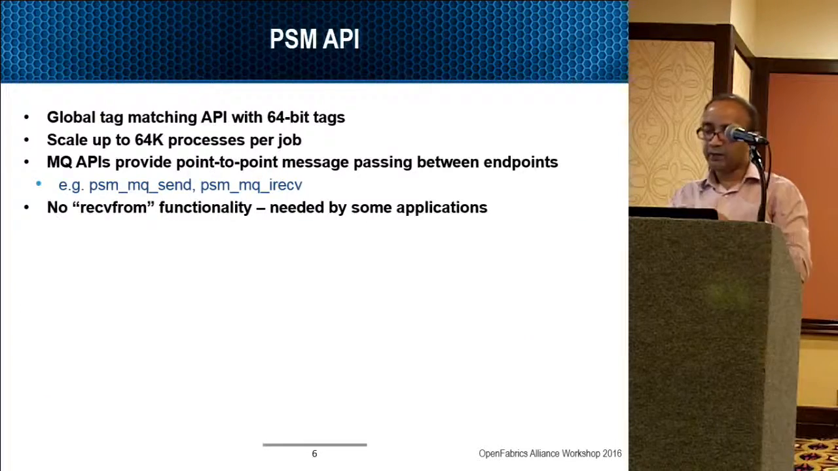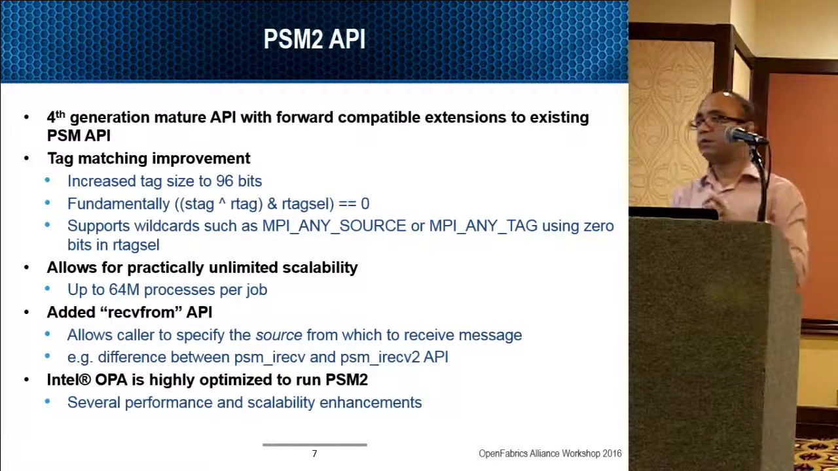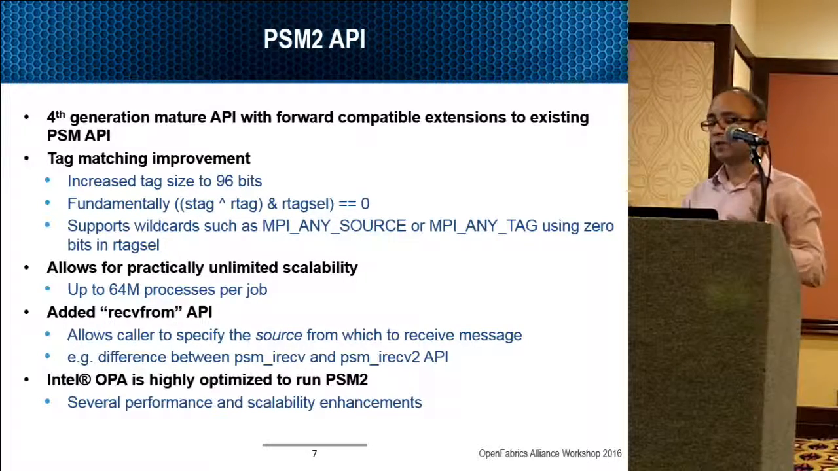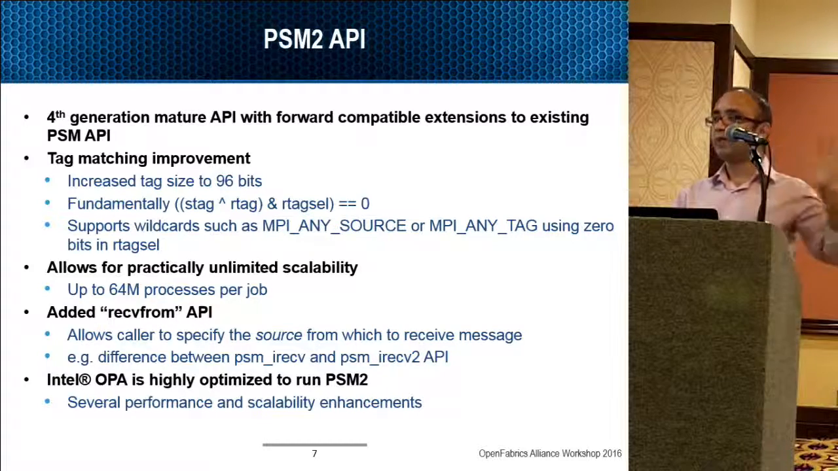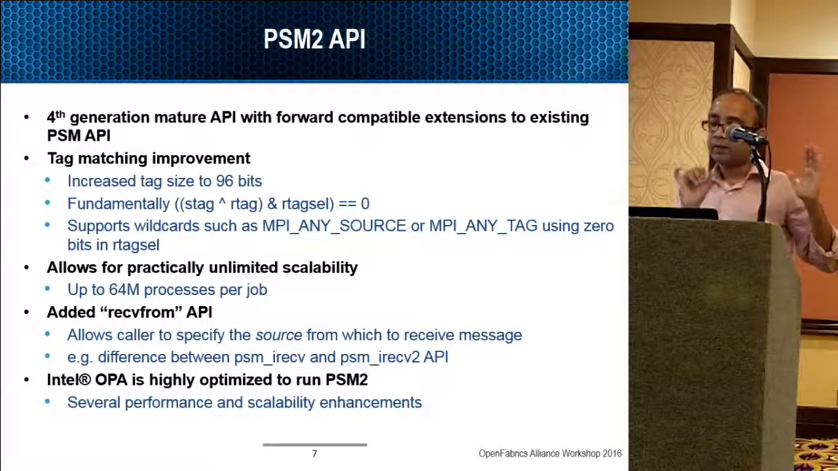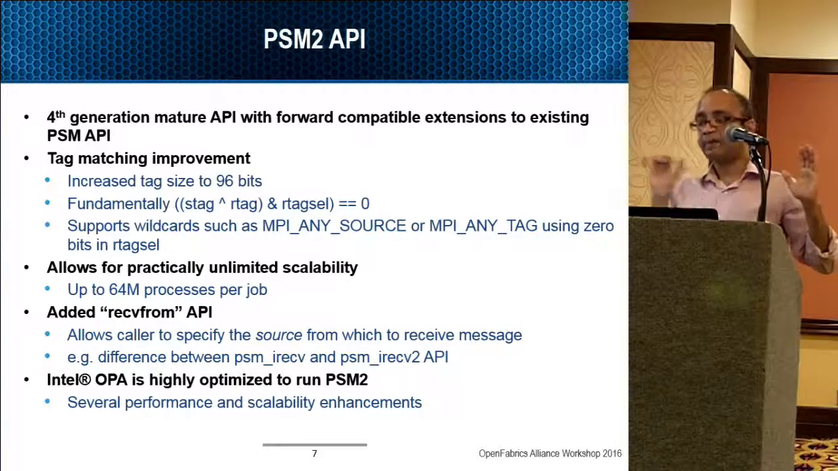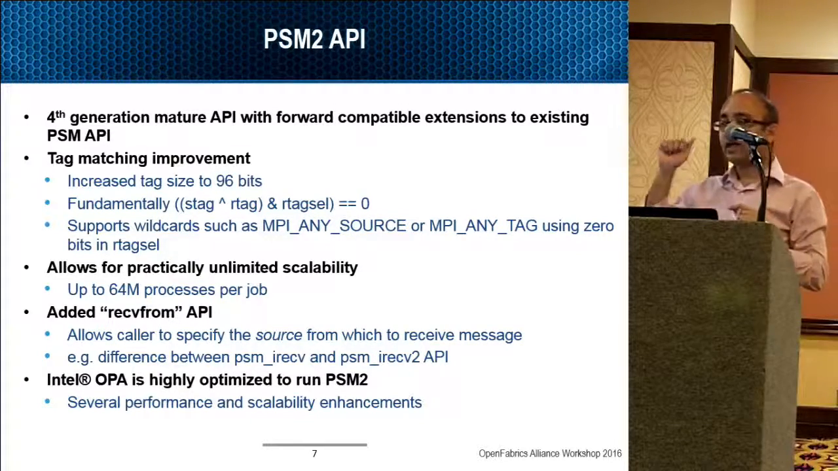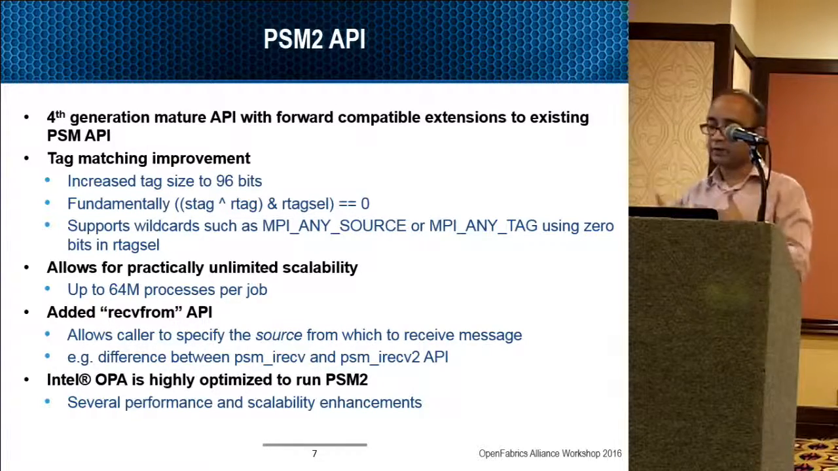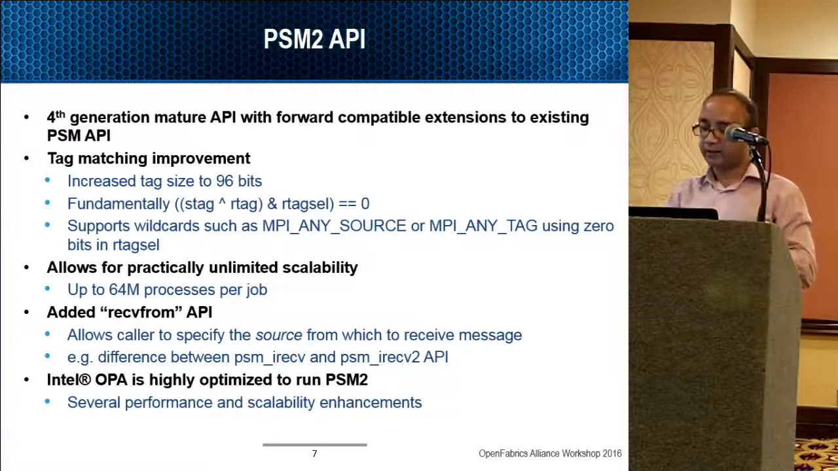So in PSM2, we basically took that, we looked at PSM, we looked at MPI even closer and said, let's improve on this, right? So we increased the tag size from 64 bits to 96 bits. This allows us to define a source rank for up to 32 bits. We actually only define 26 bits. But fundamentally we also have a tag selector. And so now you can actually say, I want to receive messages from this tag. And it's basically that operation. It's an exclusive OR with a set of mask bits on it.